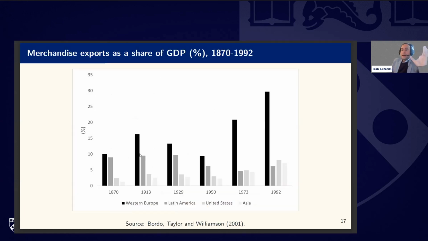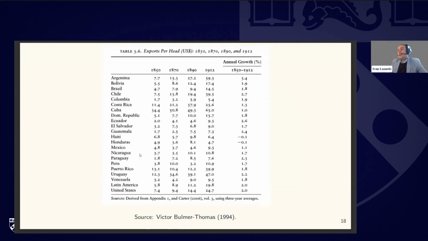This is, of course, a regional average. So we are aggregating the whole region. Of course, there are substantial differences between countries. Some countries experienced a higher increase in their exports per capita. That was the case of Argentina. You can notice how exports per capita increased between 1870 and 1912.